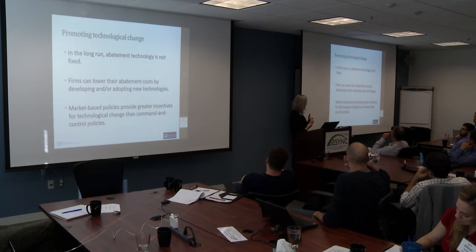I can lower my abatement costs by developing or adopting new technologies, but I usually have to make a pretty big upfront capital cost to do that. An example would be, what if all of a sudden on the market there's a new, more efficient scrubber? Its operating costs are lower, but if I want those lower operating costs, I have to buy the new thing. I have to retire my old one and buy a new one.